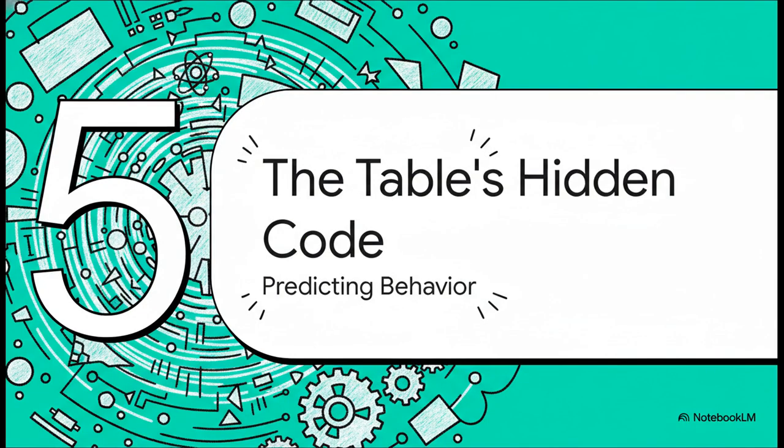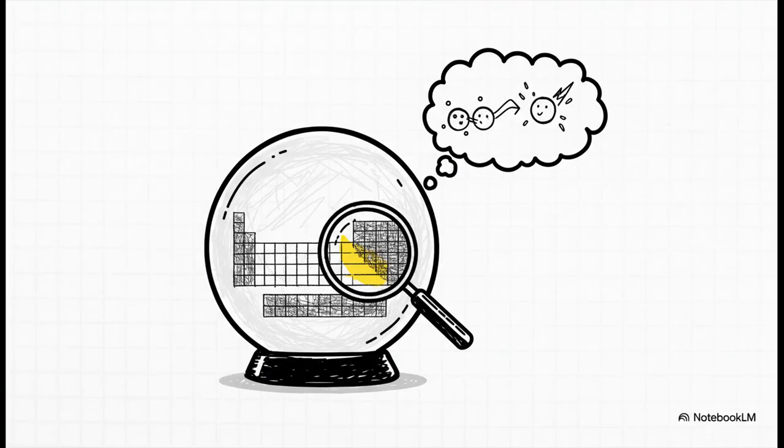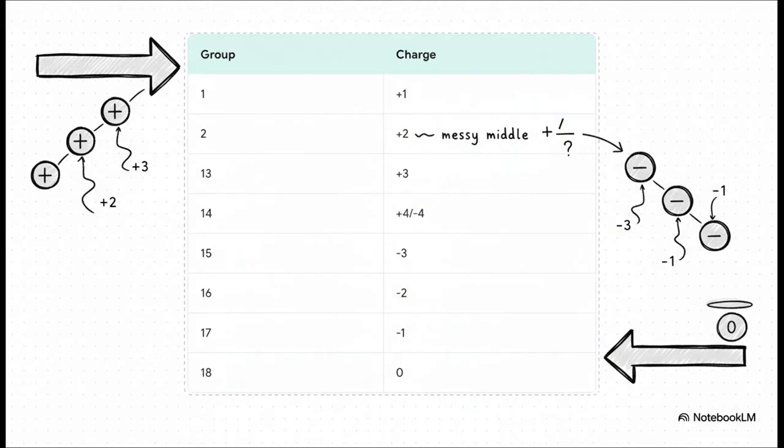Okay, so we've got the layout, the families, the great metal divide, but the real magic of this table, its true genius, it's not just how it organizes stuff. It's that it contains a hidden code. And this, right here, is the most important thing to understand. The periodic table isn't just a list. It's not just a catalog. It's a predictive tool. If you know an element's address on this map, you can actually predict how it's going to behave. It's incredible. So let's crack this code.